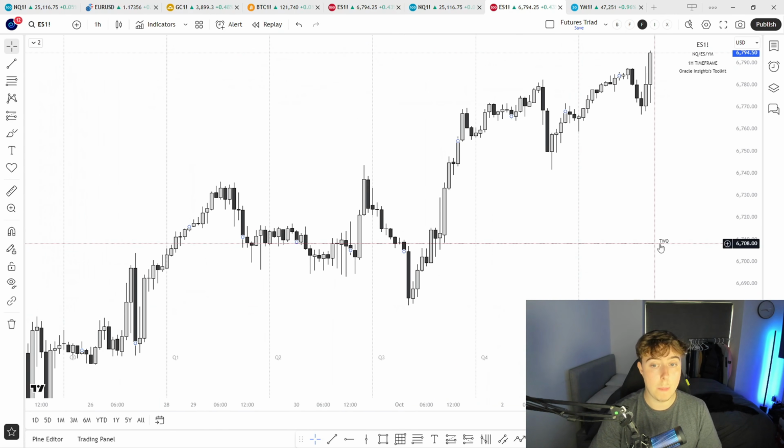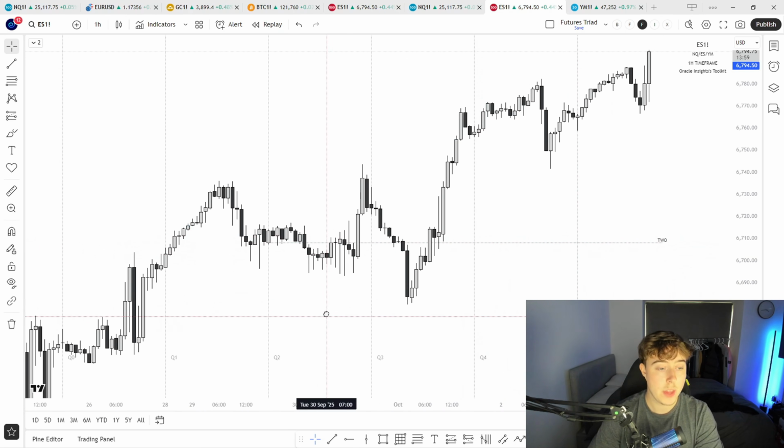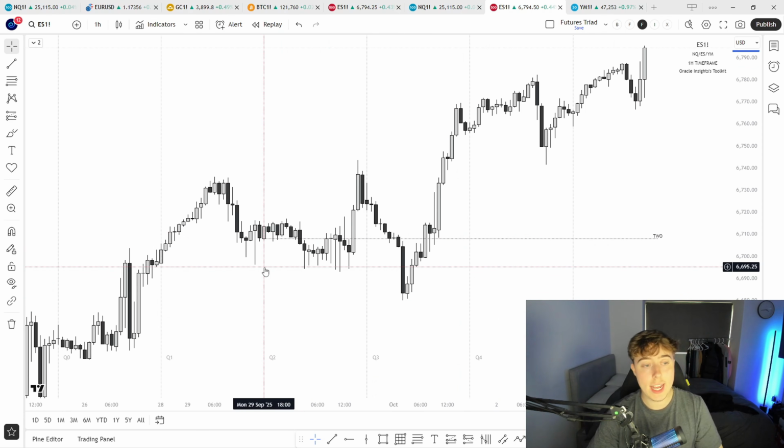As you can see, it is also marking out my true opens automatically for me. So this is what I was saying earlier. As you can see, as long as you've got an indicator that plots out the quarters, you can see Q2.